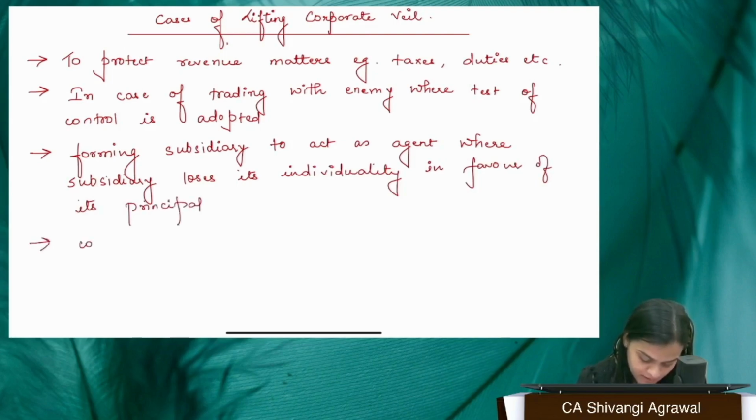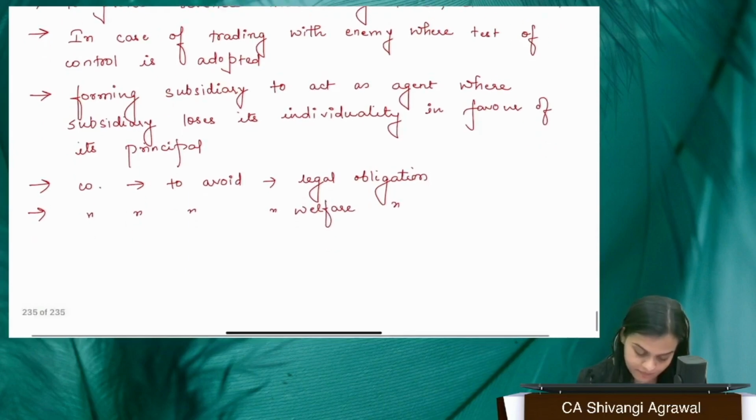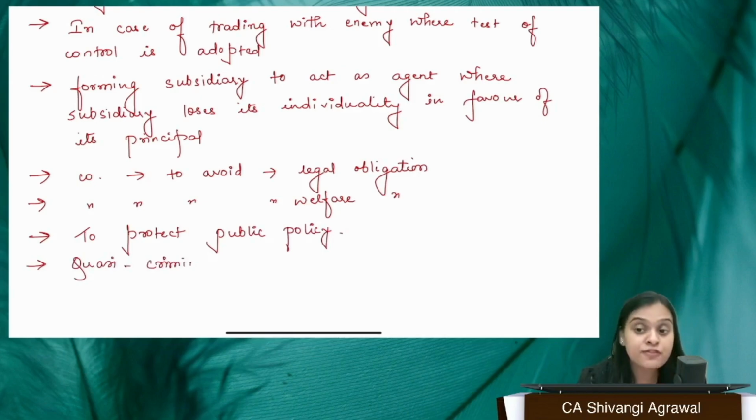Then whenever the company is trying to avoid legal obligations or welfare obligations, then we read about protection of public policy. So to protect public policy, anytime people can be punished accordingly by lifting the corporate veil. In case of quasi criminal cases, or you can say in the cases of fraud, right? So fraud.